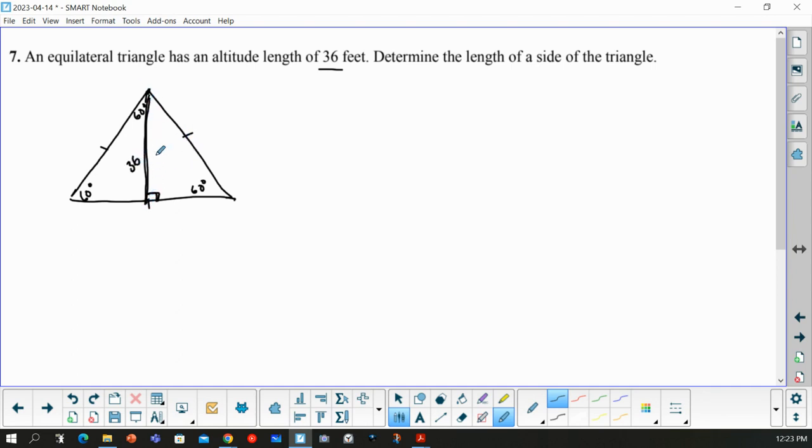But notice when I did this, it divided this into two triangles that are 30, 60, 90, and this would be 30. Both of these would be 30 now, right? So here we have a 30, 60, 90 triangle on this side right here and on the other side, actually. But I know that this is 36.